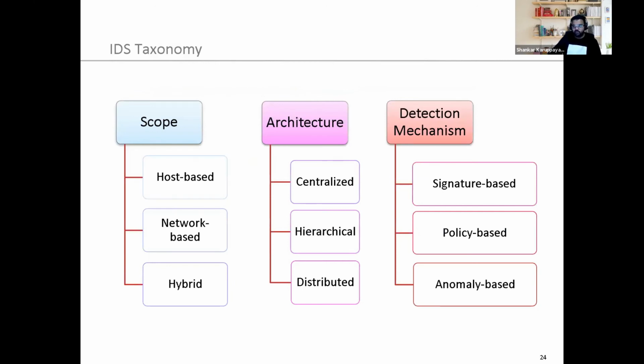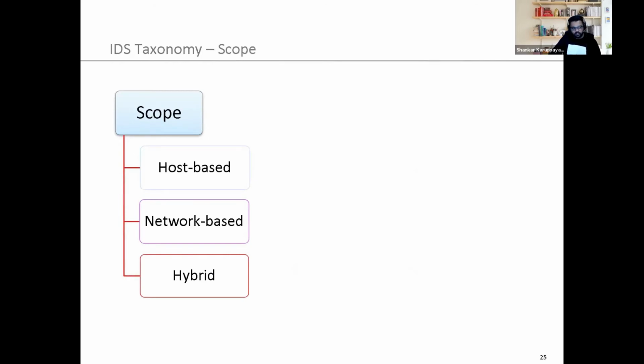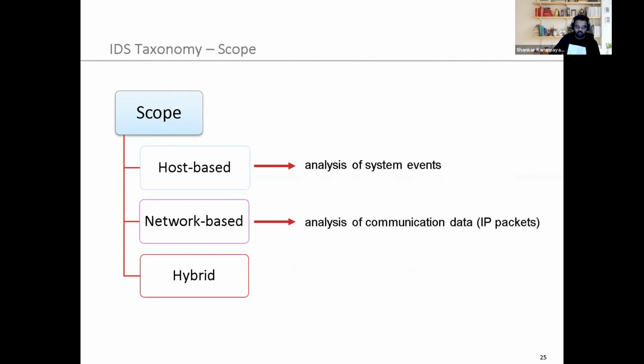The taxonomy of IDS itself, you can actually split it into different contexts. You have the scope, we have the architecture, and we have the different detection mechanisms. We will go into them one by one in a brief manner. So for scope, we have three different types. We have host-based, network-based, and hybrid. Obviously, host-based is one that you install on your own device. And the host performs analysis of system events: what's being accessed by whom, how, what is the pattern it's being accessed, and so on.